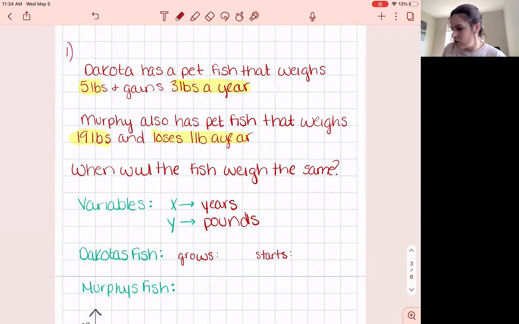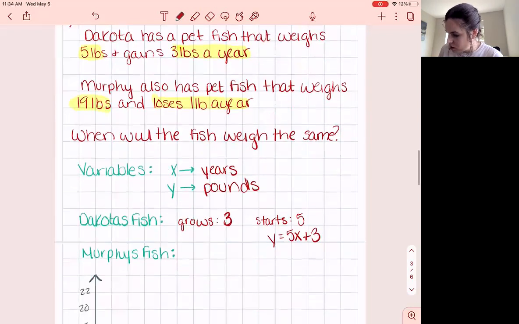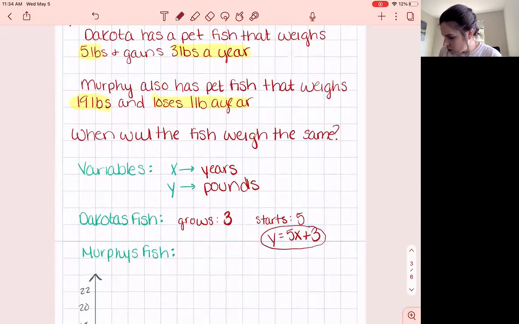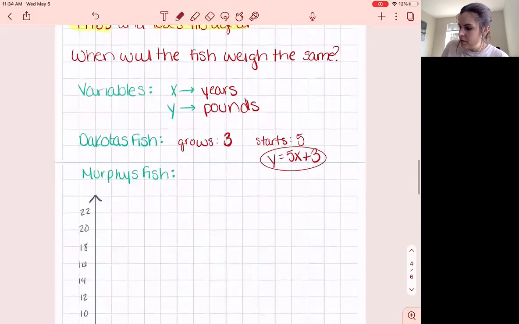So we can write a rule. Dakota's grows by 3 pounds and starts at 5. So Dakota's rule would be Y equals 5x plus 3. So there's Dakota's rule. Ooh, I wanted that to be a circle. There we go. Murphy's fish, we need to know how his grows and where his starts.